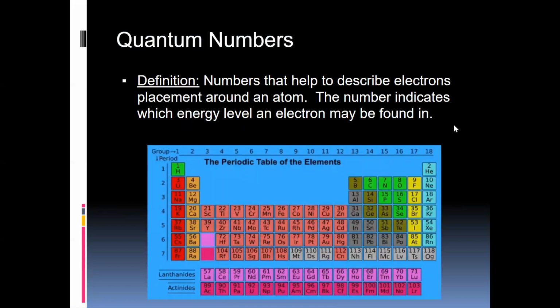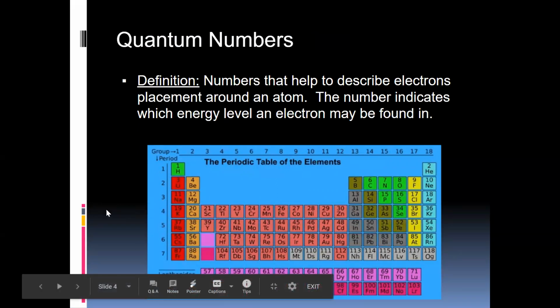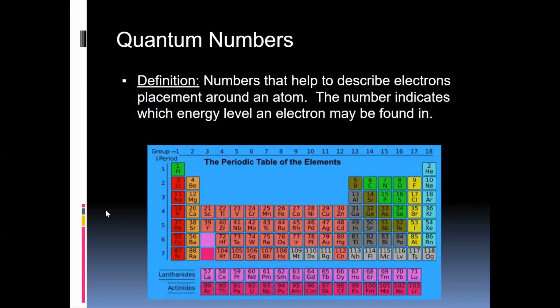To define quantum numbers for you, they're basically numbers that help describe an electron's placement around an atom. The quantum number is going to indicate which energy level an electron could be found in, potentially. So the quantum numbers more or less go along with these period numbers on the side, or the rows, as I should say, but they don't exactly match all of the time, and I'll show you why as we go forward. I made a copy of the periodic table and color-coded it for you with the different orbitals and energy levels and everything like that.